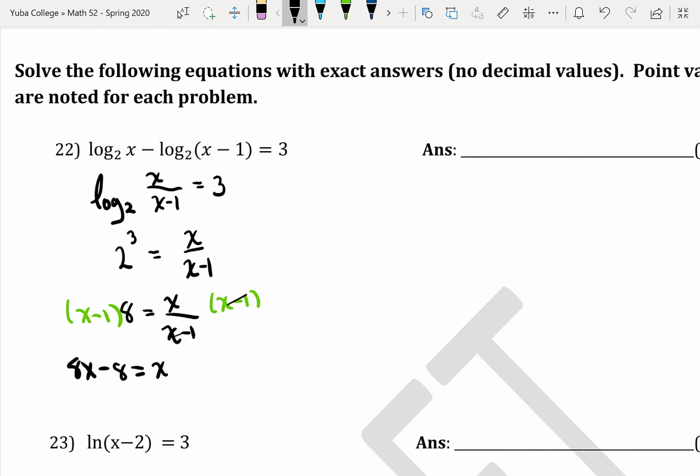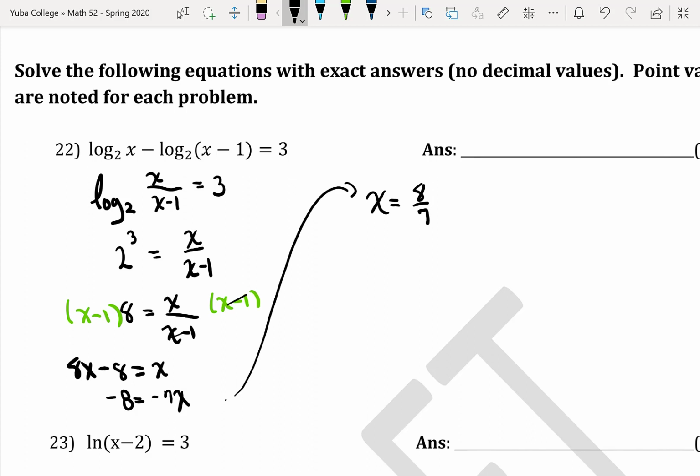Okay, so dealing with log equations, we need to make sure that our solution is in the domain of logs. We can't take a log of a negative number. So if I plug in 8/7 wherever I see an x, I need to make sure it's a log of a positive number. Log base 2 of 8/7, that's positive. Log base 2, well, 8/7 minus 1. 8/7 is bigger than 1, so this is a positive number. I checked it. We're good. That's our solution.